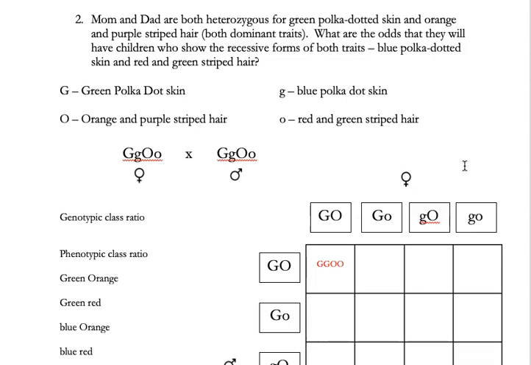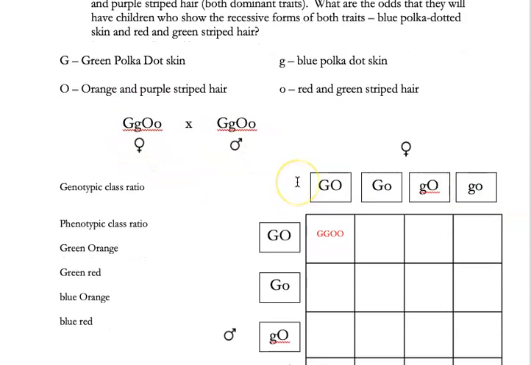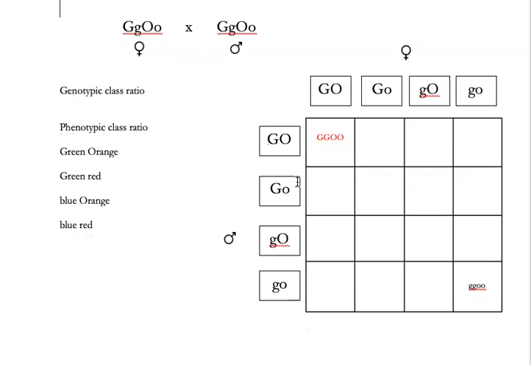Well, dad and mom both make 4 types of sperm and eggs respectively. So mom could have an egg that carries the big G gene her mom gave her and the big O gene her mom gave her. Let's assume that's what it is. So this is one possible egg she would make. Another possible one is the big G little o. Another one is little g big O. And another possibility is little g little o. And dad, of course, is going to make the same contribution.